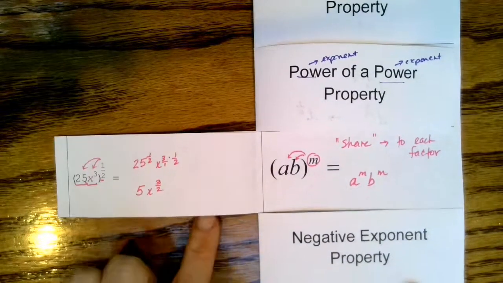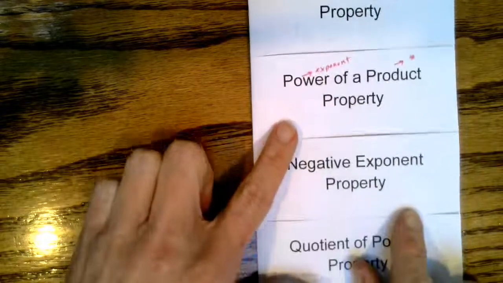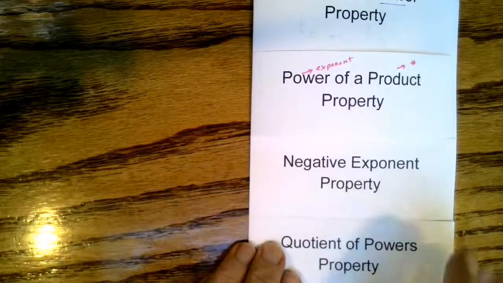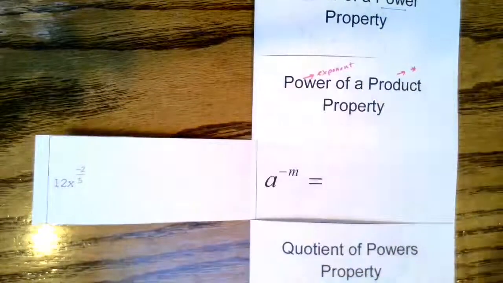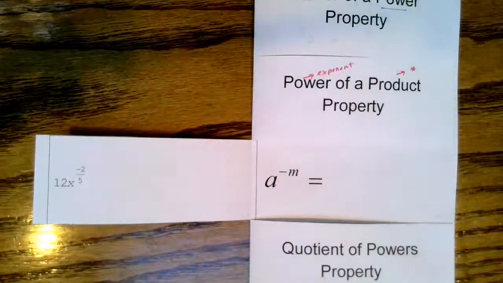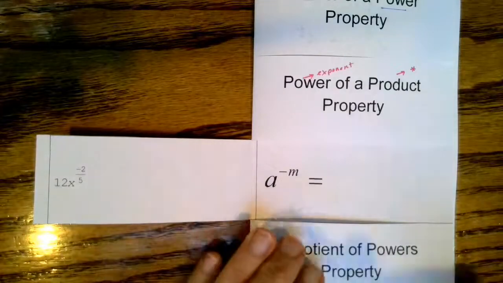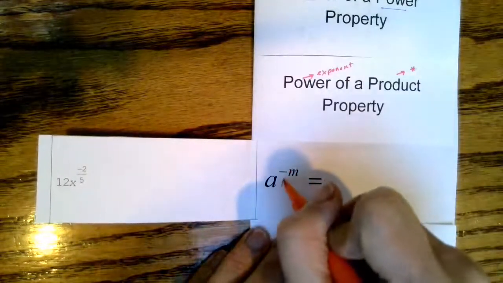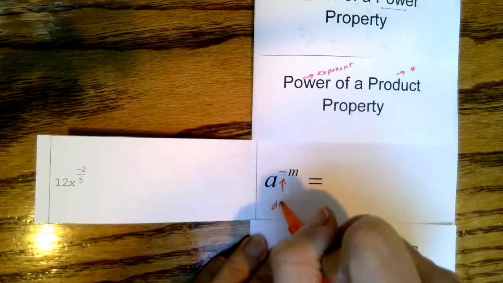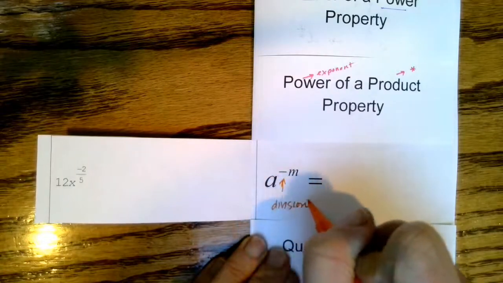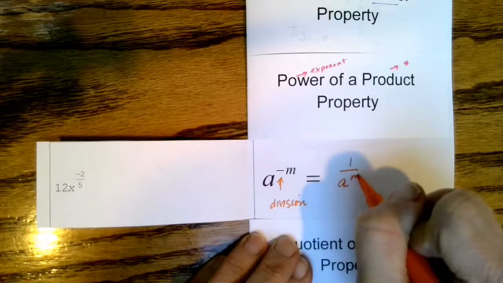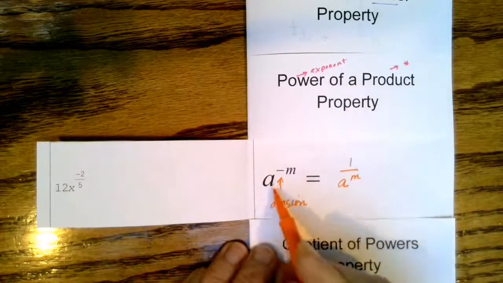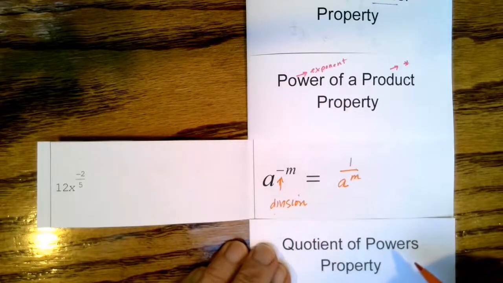All right, now let's talk about our next property, which is our negative exponent property. In Algebra 1, we learned that anything has a negative exponent. This negative exponent is a way of showing division. So we end up with 1 over a to the m. We are dividing by a m times.